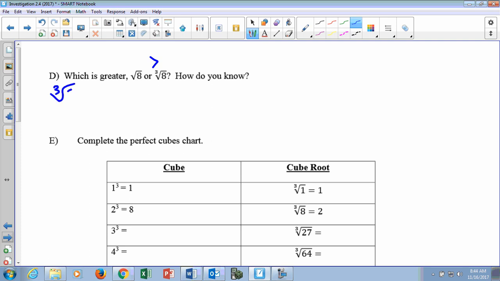If you find the cubic root of 8, that's 2. If you do the square root of 8, it's like 2.8 something. So why would a square root always be bigger than a cubic root? Jack?